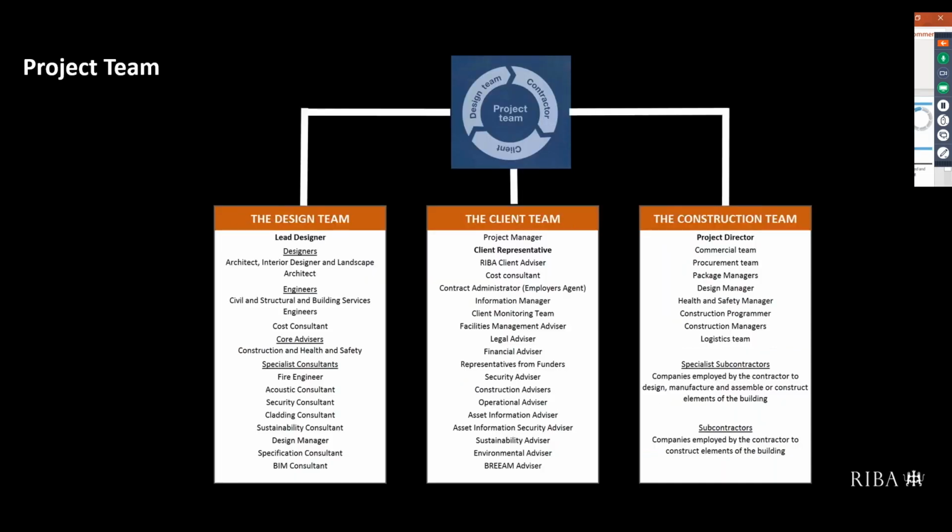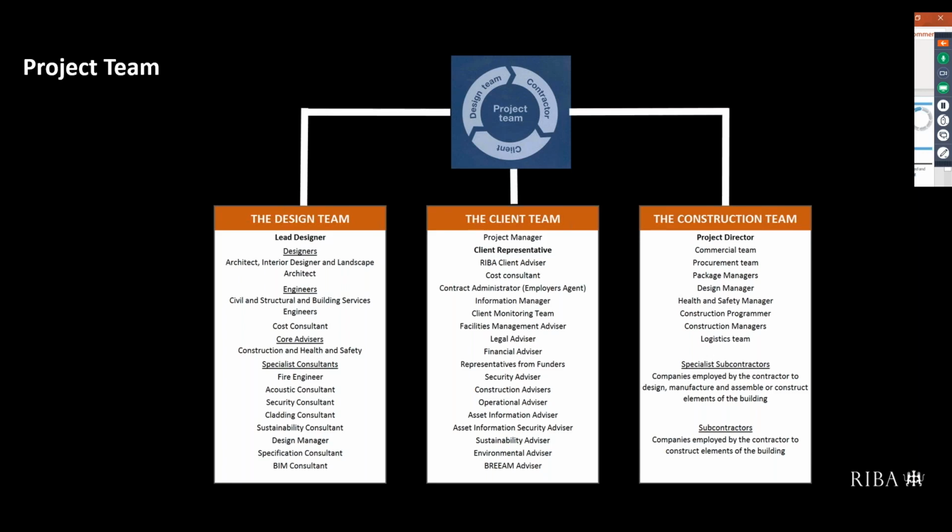And of course, part of what we've been doing with the new plan of work is continuing to bring clarity to who is in the project team and who needs to be appointed. And really, we see the project team as comprising of 3 teams: the design team, the client team, and of course, the construction team. And clarity is required there because many client teams now we see are becoming increasingly complex, and they have a large number of advisors.